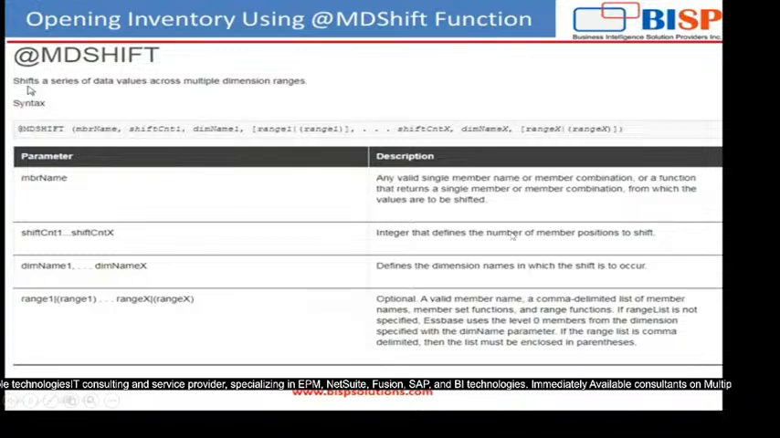So member name will take any valid single member name or member combination, or a function that returns a single member or member combination from which the values are to be shifted. Then it will take an integer for the shift count 1 to shift count x. We need to take an integer that defines the number of member positions to shift, right?